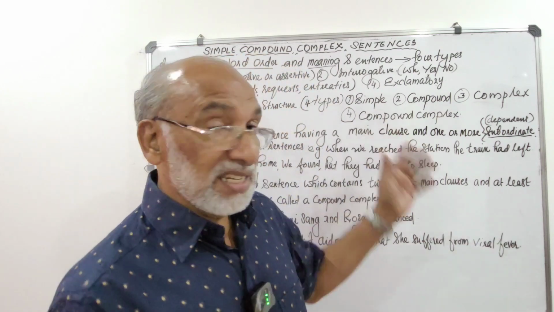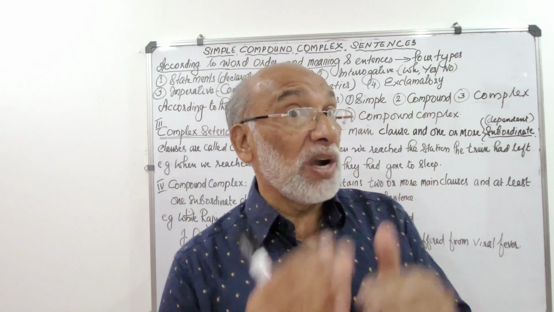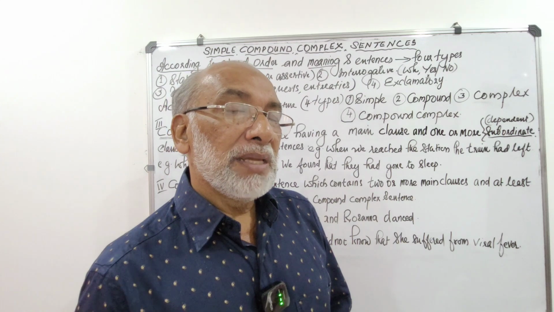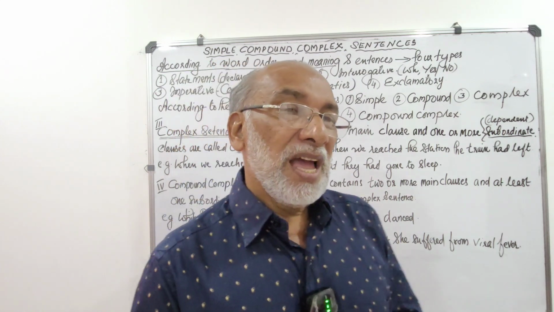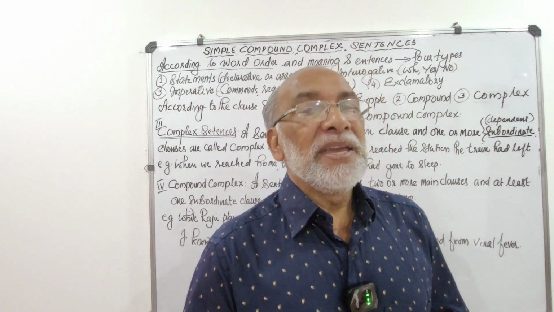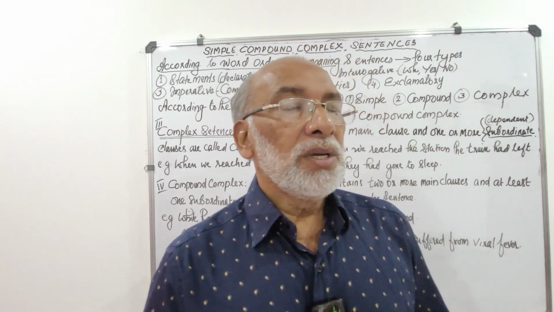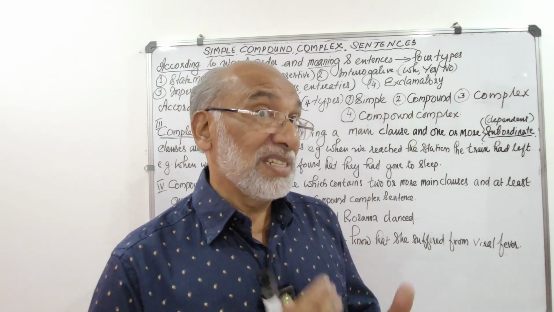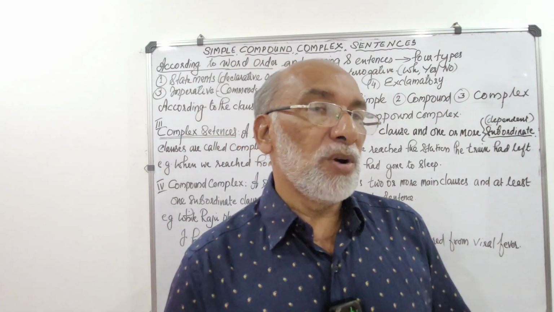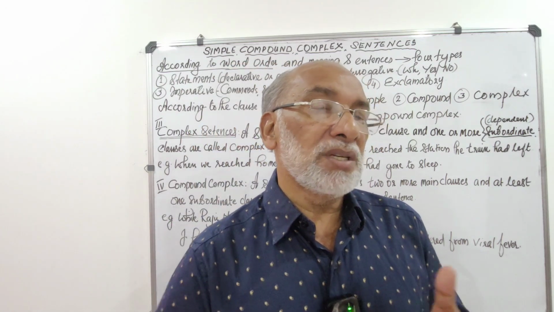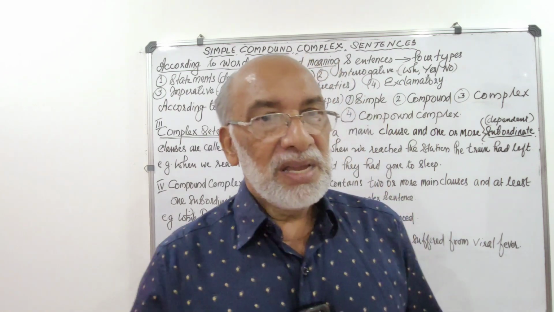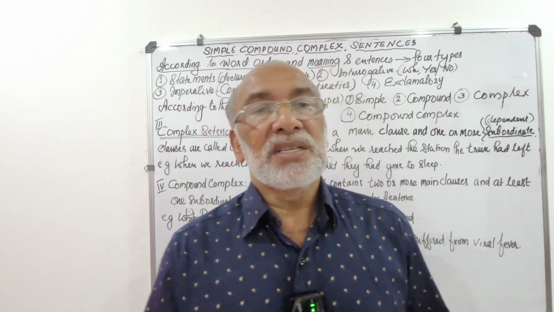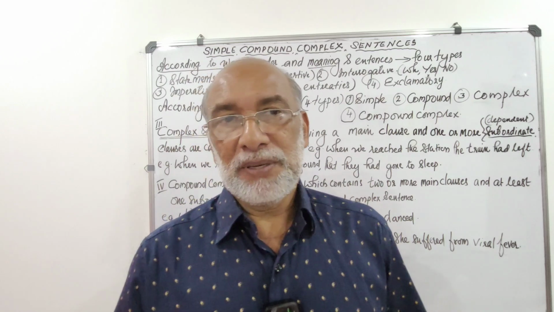Okay, a simple sentence is one with one subject and one predicate. Compound sentence means there are minimum two clauses and both the clauses are main clauses. There can be more than two, then it becomes compound multiple. The other one is compound double. Compound sentences with two main clauses are called compound double. And if there are more than two main clauses, then we call it a compound multiple.